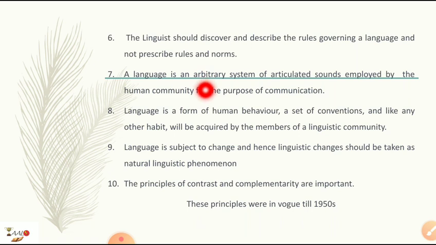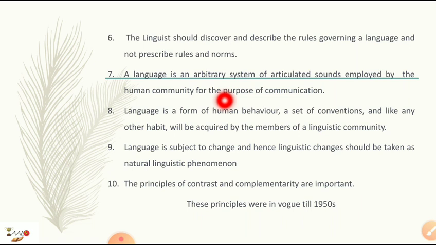Now, the seventh point is again of very great importance. It is one of those major cruxes. It can be considered a crux of structuralism. A language is an arbitrary system of articulated sounds employed by the human community for the purpose of communication. So, a language is an arbitrary system of articulated sounds. It is a random system. It is an arbitrary system.